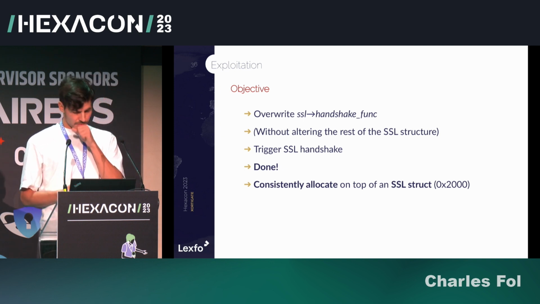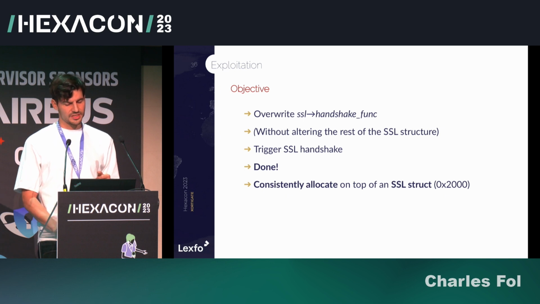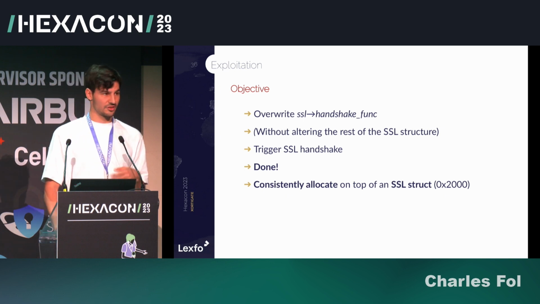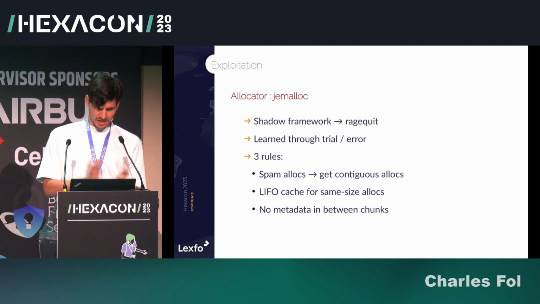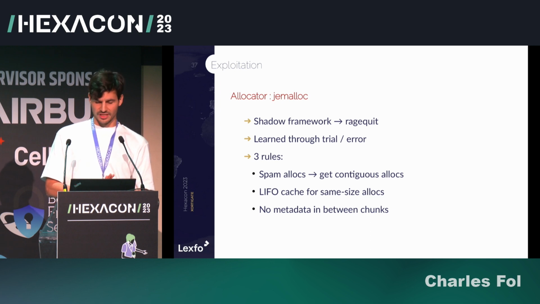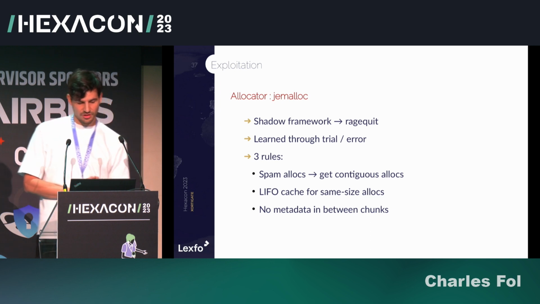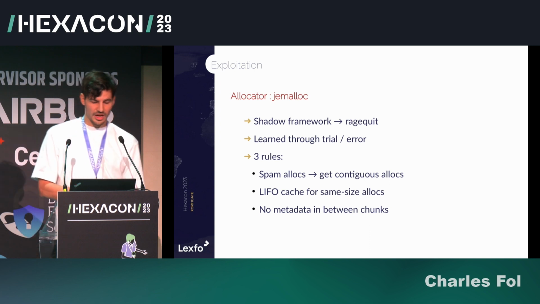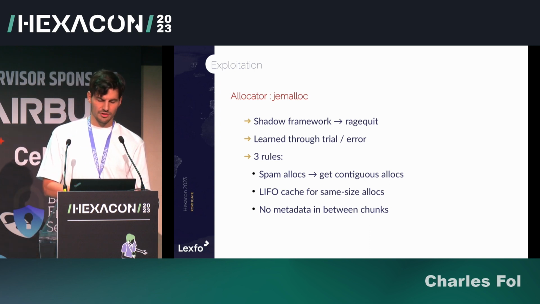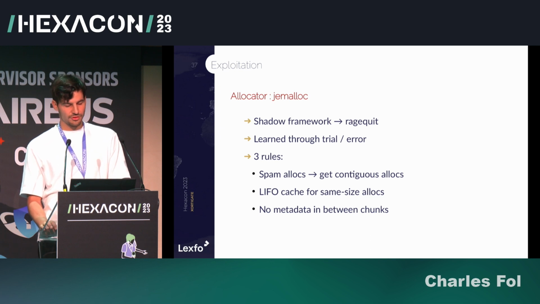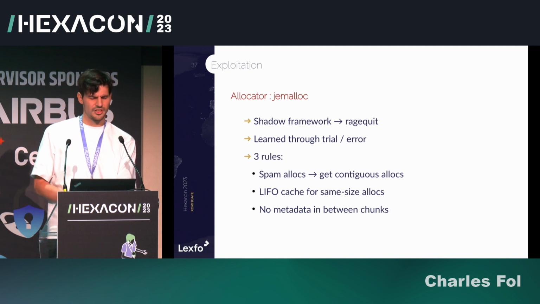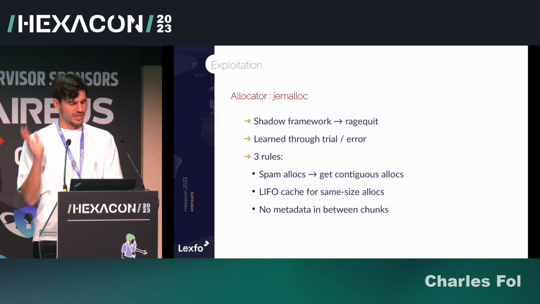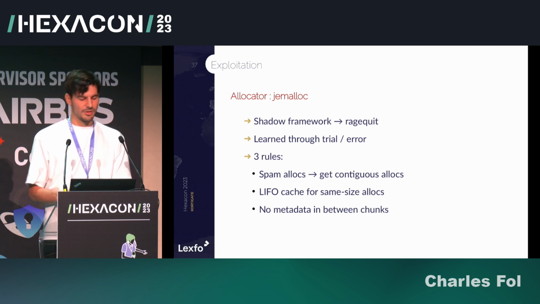The SSL structure for Intel 64 bits is of size around 2000, so it gets allocated in chunks of size 2000. And the allocator is gmalloc. I didn't know this allocator at all, and there is a framework called Shadow, and I tried to use it for a few hours, and then I just rage quit. I think other people in the room didn't manage to use it, so it's not only me. The last commit was 6 years ago, so that might be why, but also you need a lot of configuration and stuff. So I was like, well, forget it. I'm going to try and do it by myself.